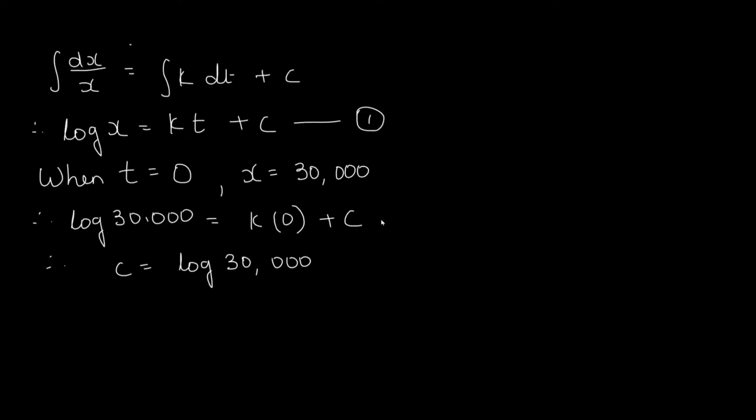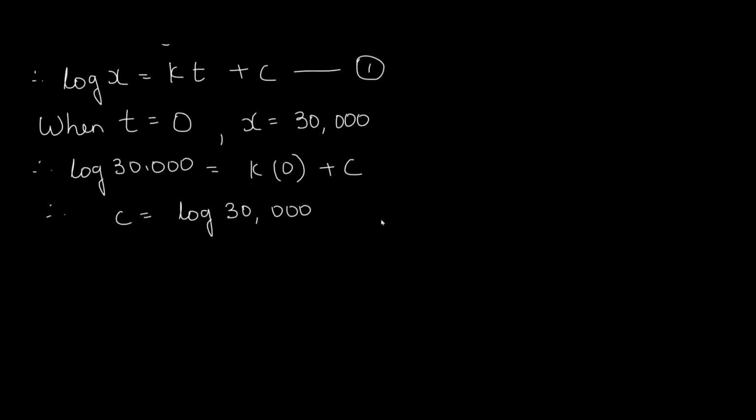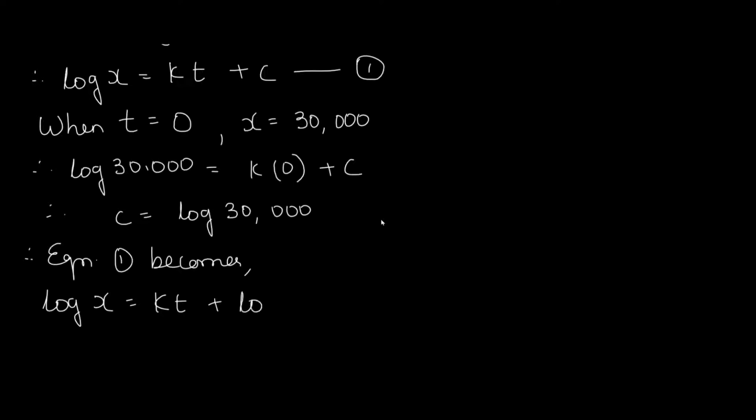So, putting this in equation 1, equation 1 becomes log x is equal to, only the c value we have got. So, we get log x is equal to kt plus log 30,000. Suppose this is equation 2.